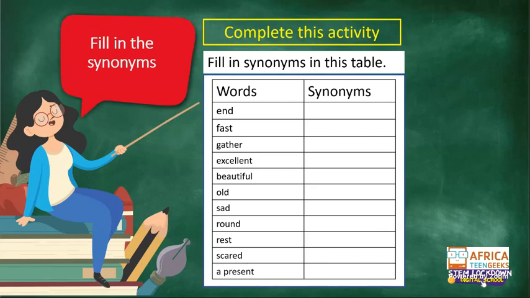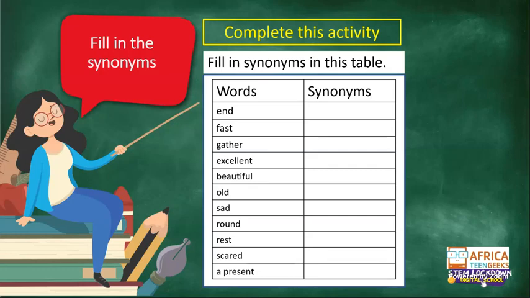Sad, unhappy. Good. This is round, I want to see what you say here, because that's a difficult one. What are you going to say? Round, circle, circular. Good. Rest, tired. Right. Scared, frustrated. Okay. Good. A present. I'm not sure. A gift. A gift. Good. Well done.